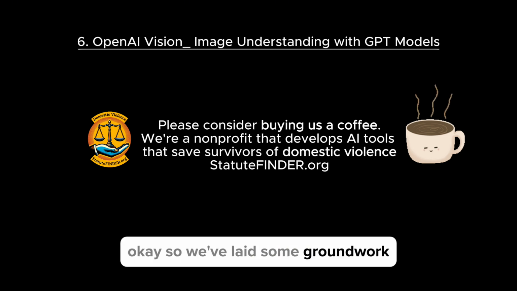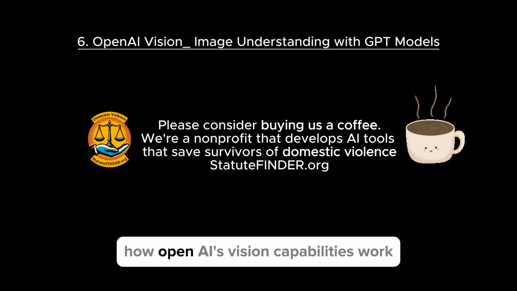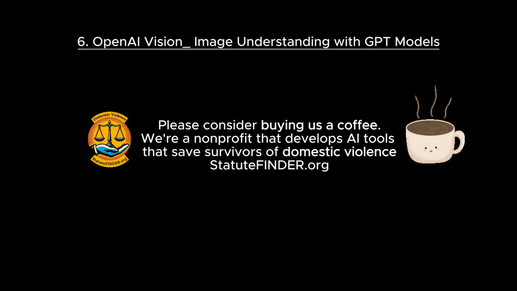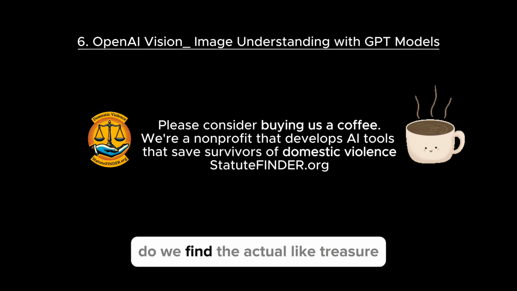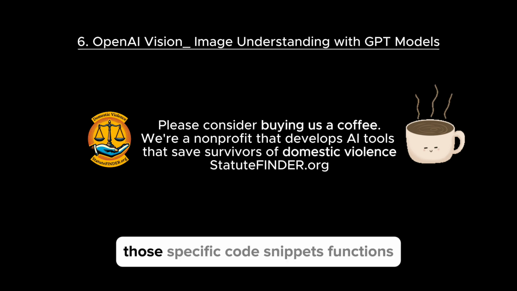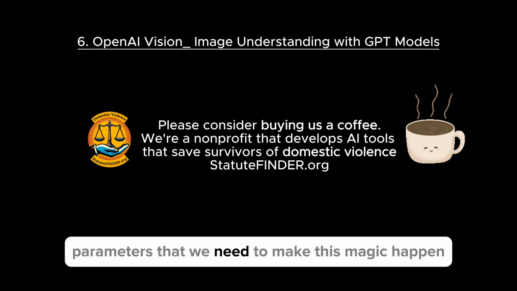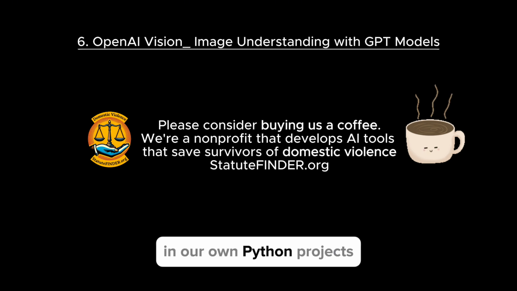Okay, so we've laid some groundwork. We have a general idea of how OpenAI's vision capabilities work. But where do we go from here? Where in the OpenAI docs do we find the actual treasure? Those specific code snippets, functions, parameters that we need to make this magic happen in our own Python projects?